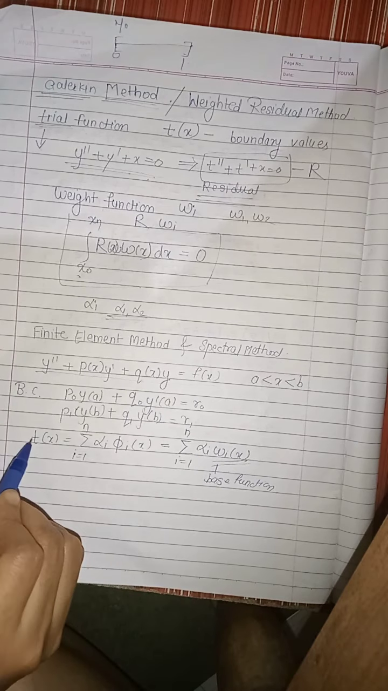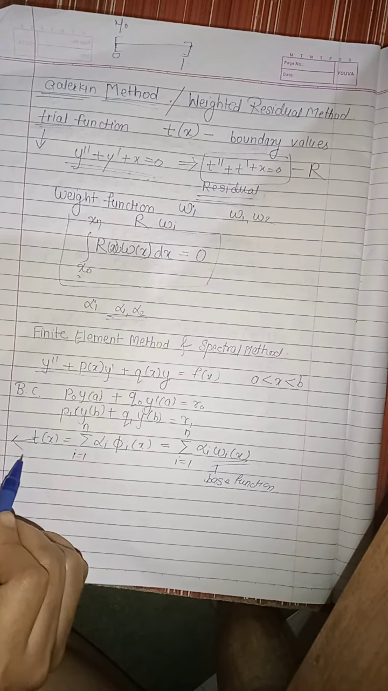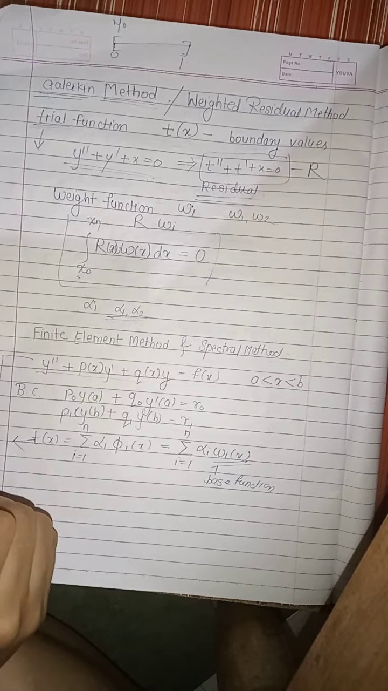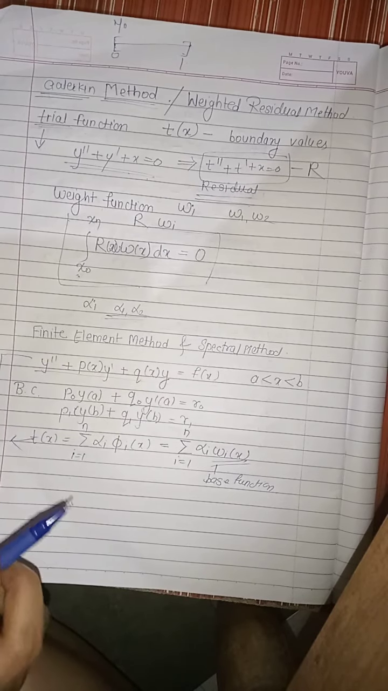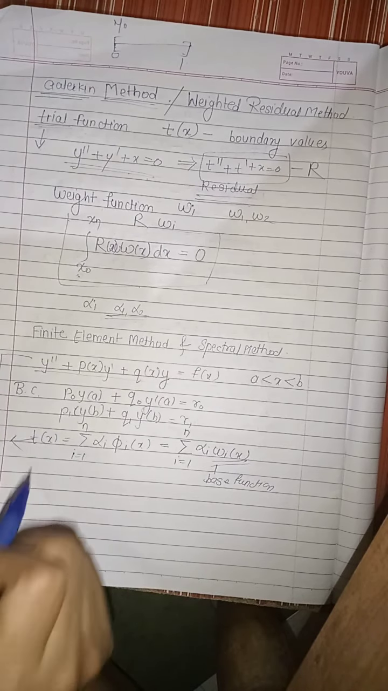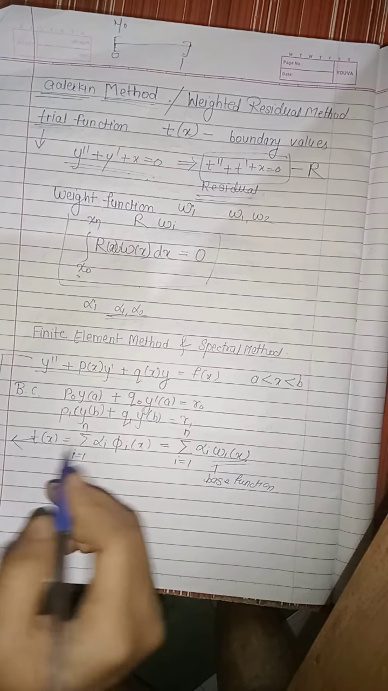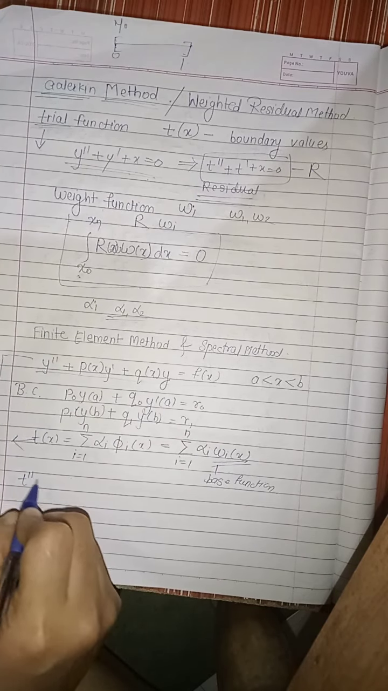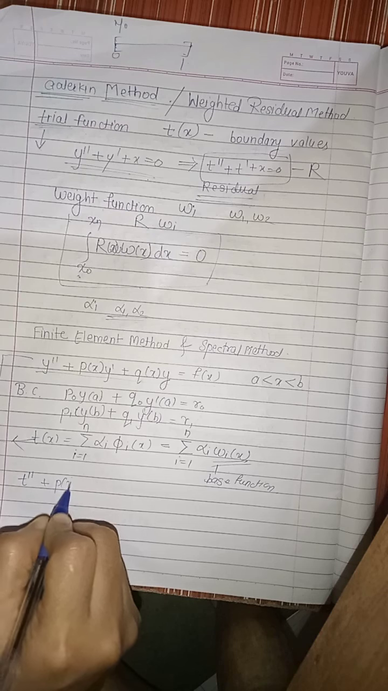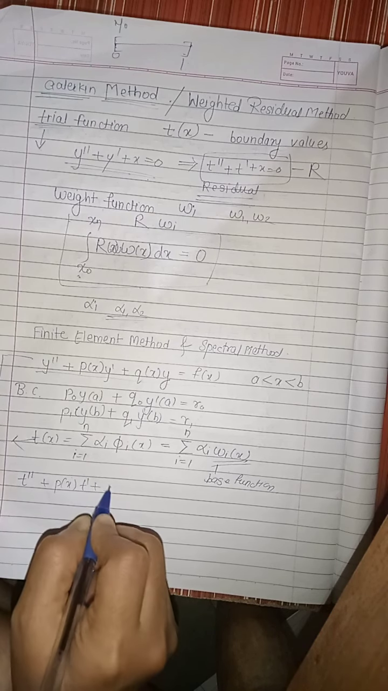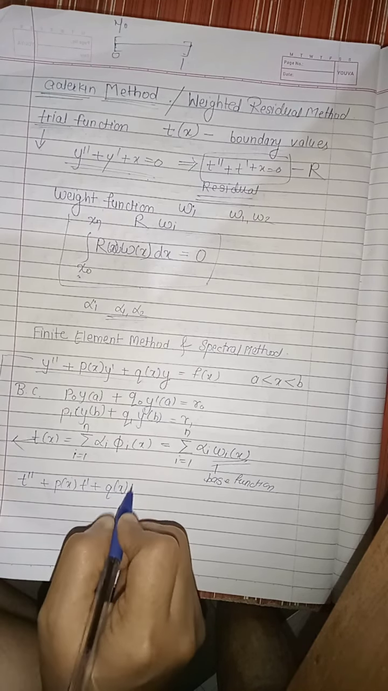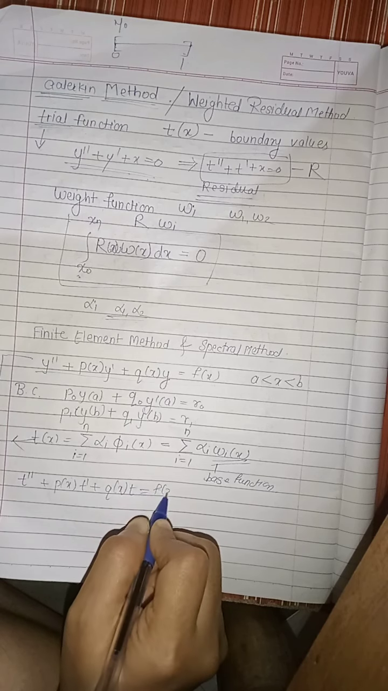So we need to substitute this trial function in the given differential equation, and thus we will get, instead of y you have to put t, so t double dash plus p of x into t dash plus q of x t equals to f of x.